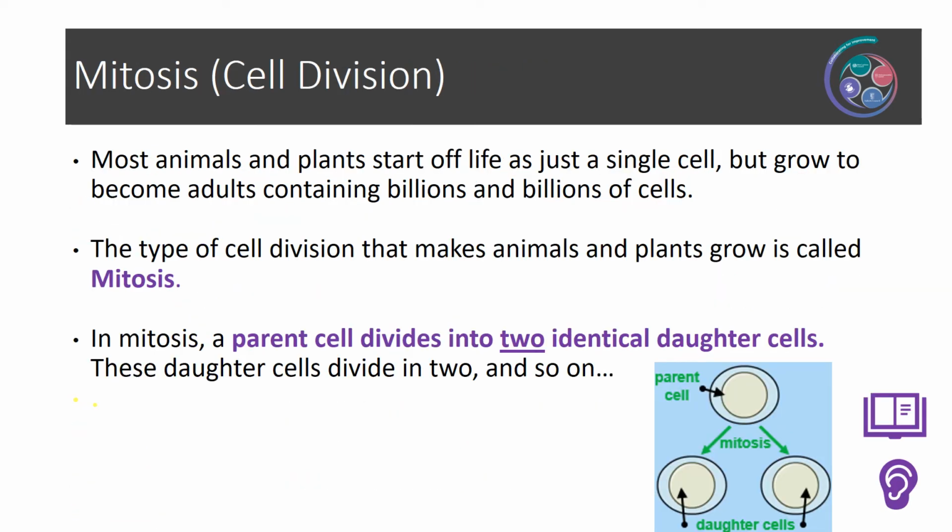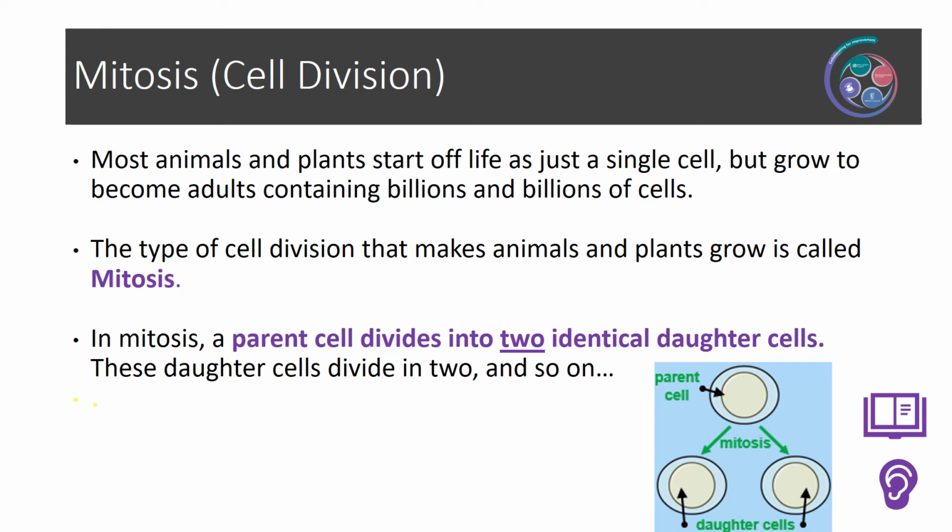The next key area we'll look at is mitosis and cell division, which is usually found in Unit 2. Again, there are numeracy style questions within this key area. For background information, most animals and plants start off life as just a single cell, but grow to become adults containing billions and billions of cells. The type of cell division that makes animals and plants grow is called mitosis. In mitosis, a parent cell divides into two identical daughter cells. These daughter cells divide in two, and so on and so on.